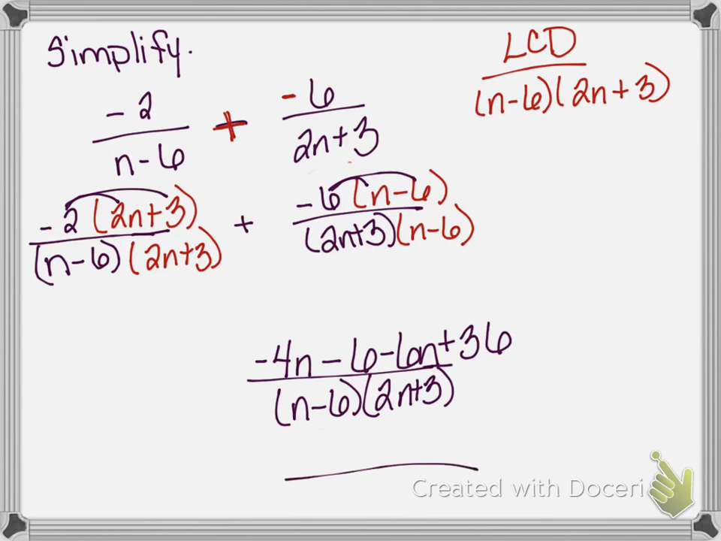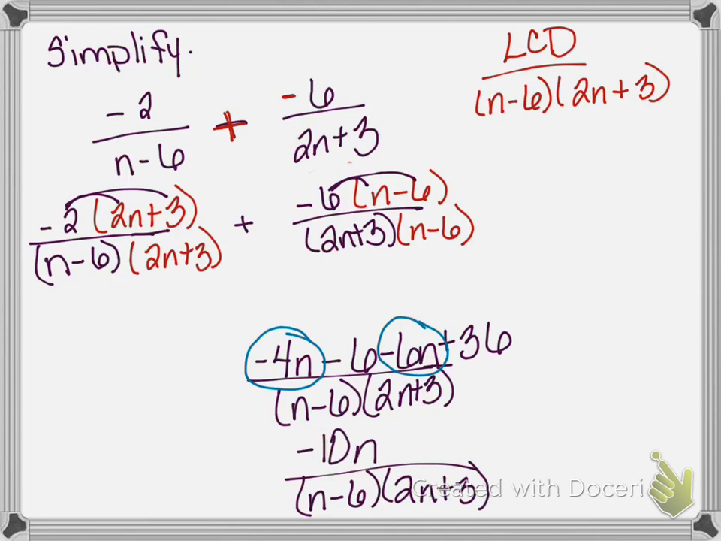I'm not done because I have some like terms that I can combine. I have negative 4n and negative 6n. What does that give me? Excellent. Then I have negative 6 and positive 36. What does that give me? Good. So now I have my final answer.